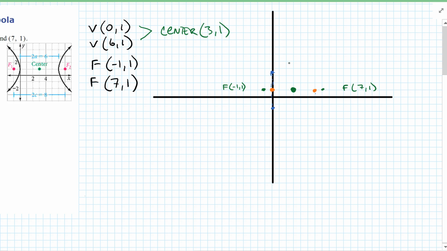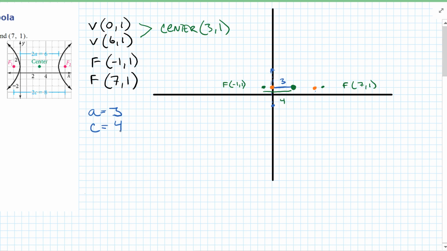Now, let's look at what else we need to know. We know our A value is from the center to the vertex. I'm going to do that in blue. So that's 3. Our C value is from the center to the foci. So that's 3 plus 1, so that's 4. So my A value was 3. My C value from the foci to the center is 4.